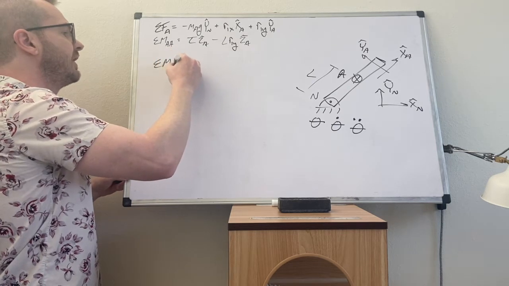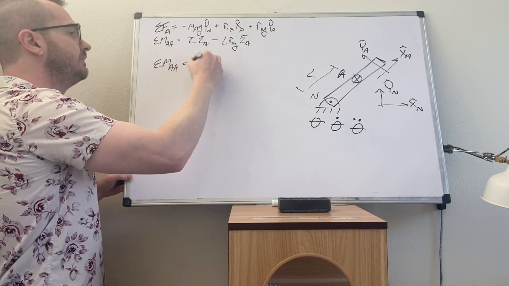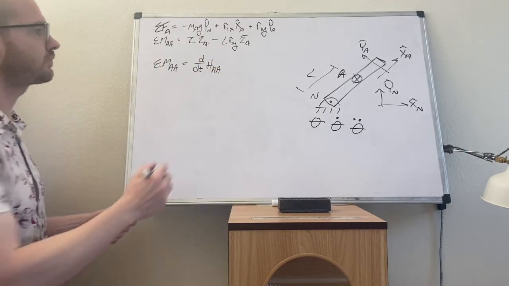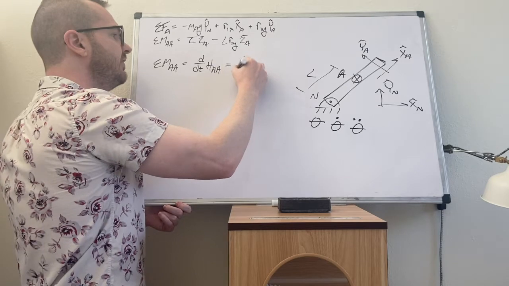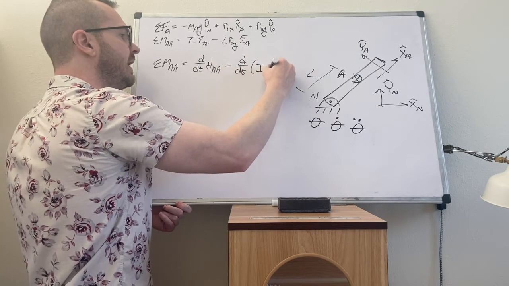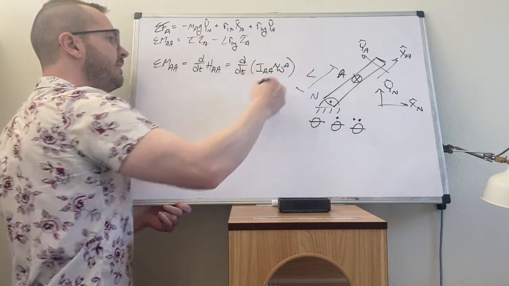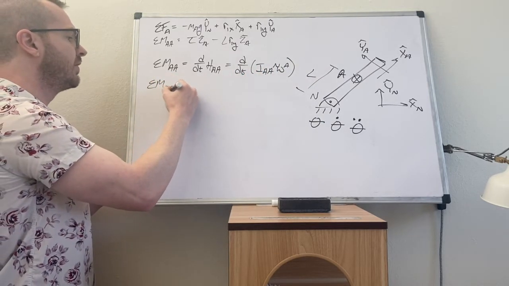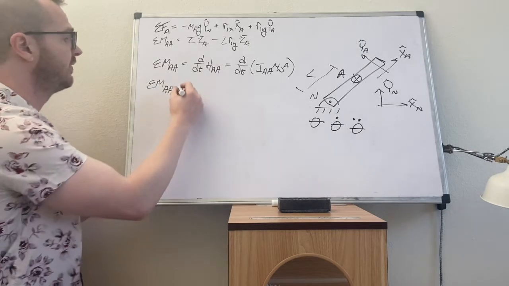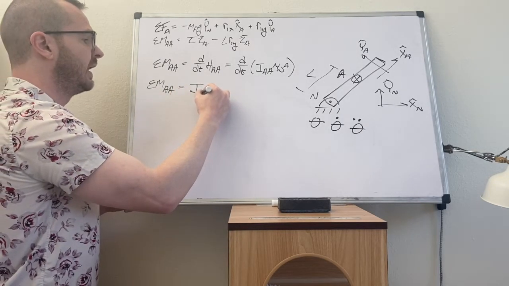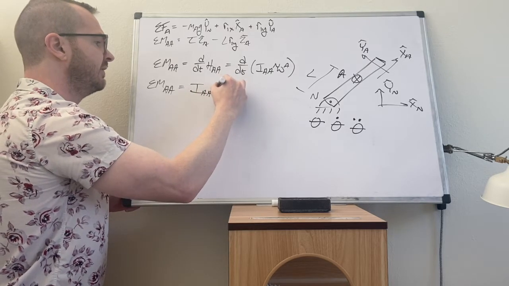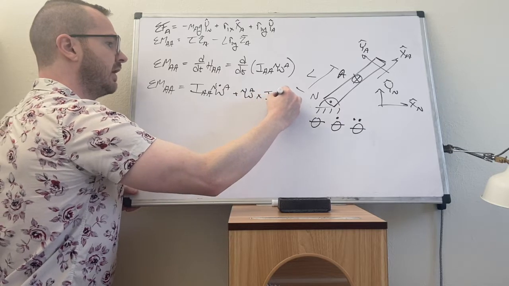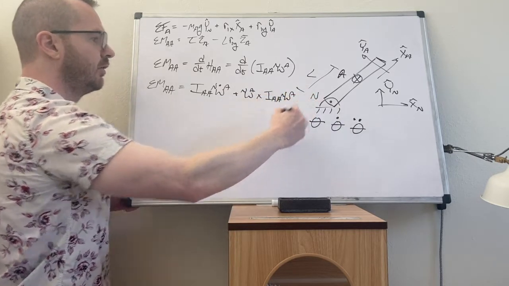The sum of moments on A about A, this is going to equal d/dt of h A about A. We know that this is I A A times omega N A, and we can expand this derivative. We know that when you're taking the moments about the center of mass, this equation becomes I A A omega N A dot plus omega N A cross I A A omega N A.